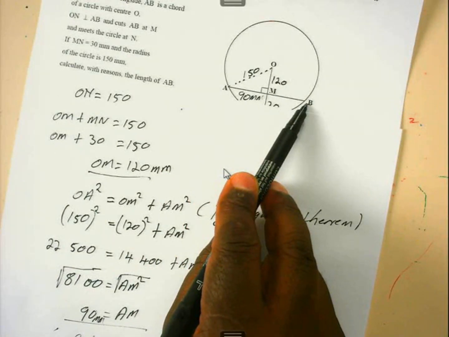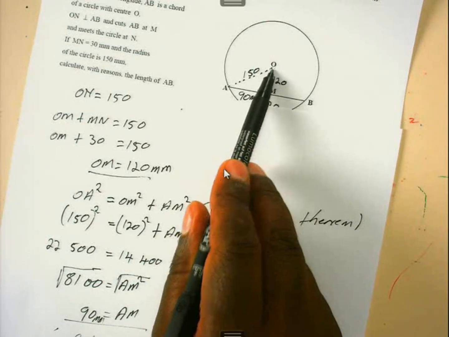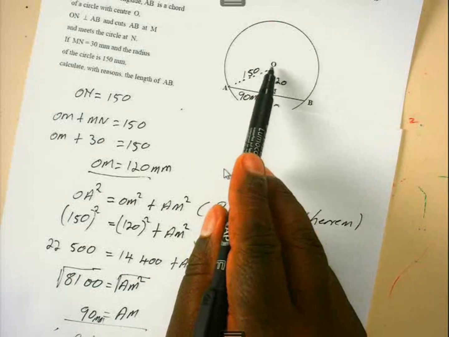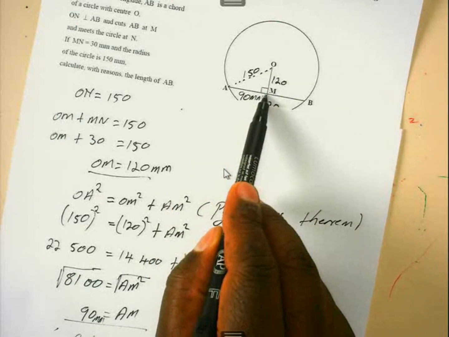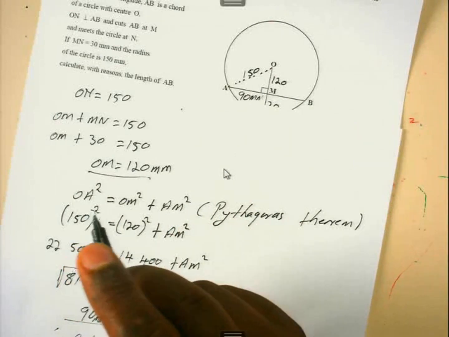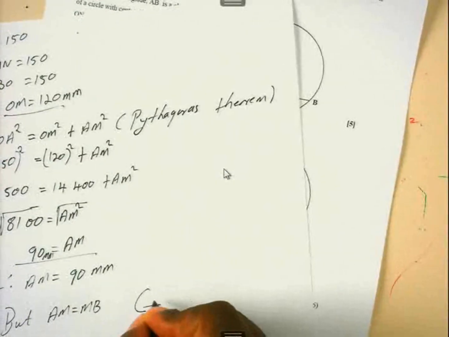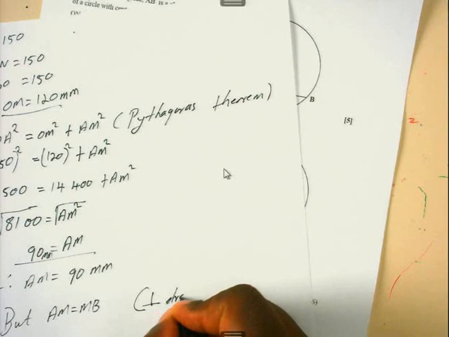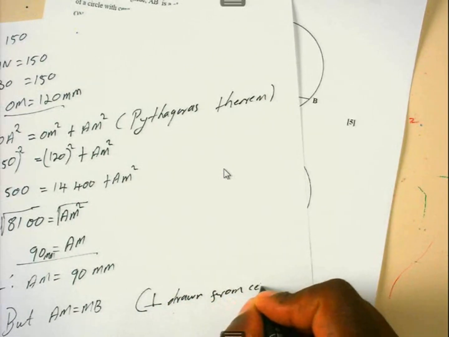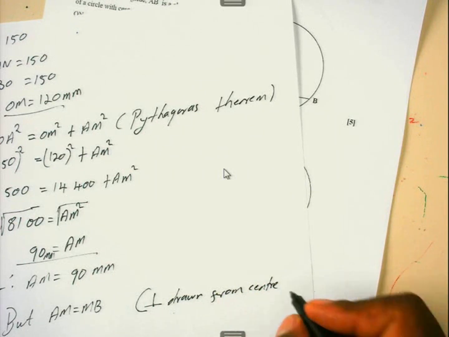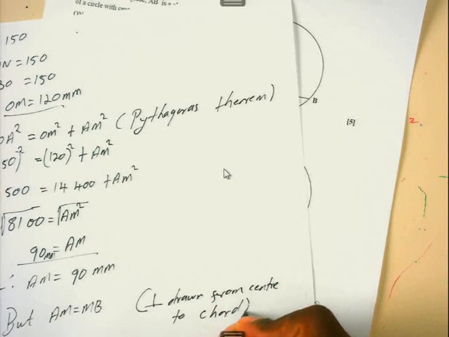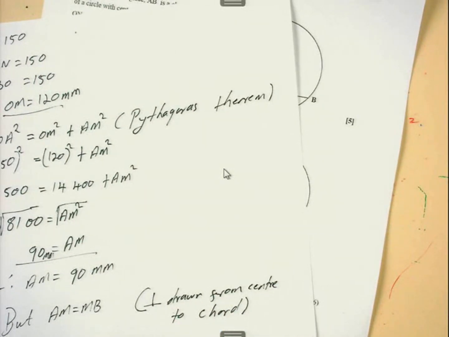The reason is, remember, the perpendicular drawn from the center to the chord bisects the chord. And the word bisect means to cut into two equal parts. Therefore, we've got: perpendicular drawn from center to chord bisects the chord.